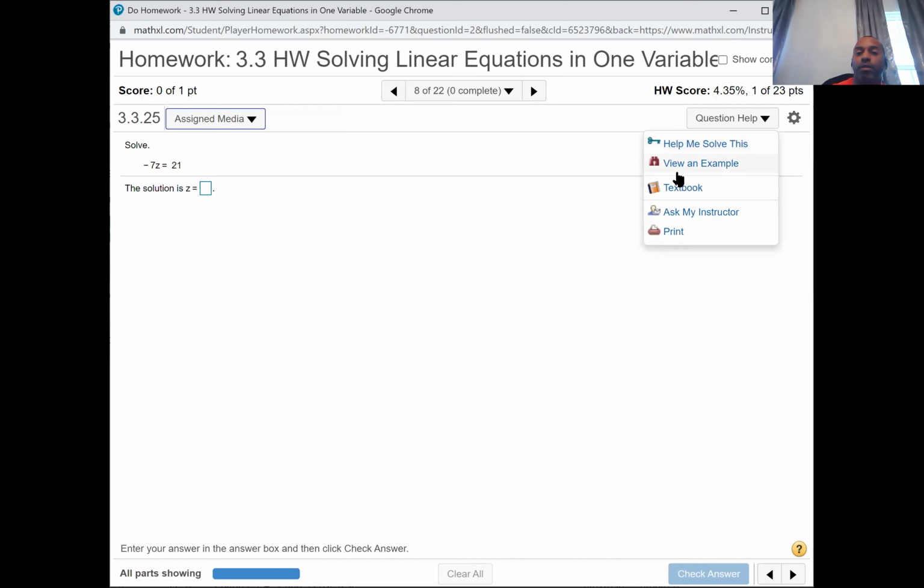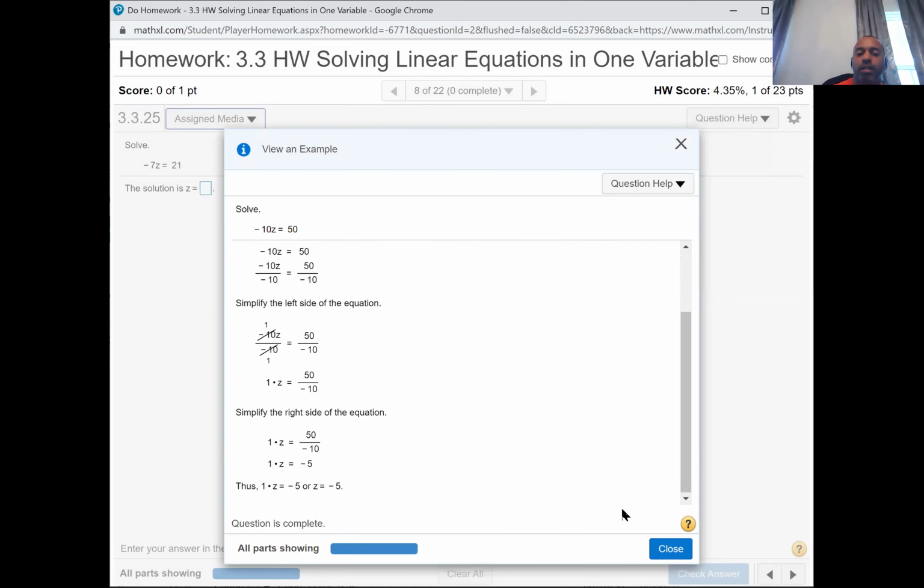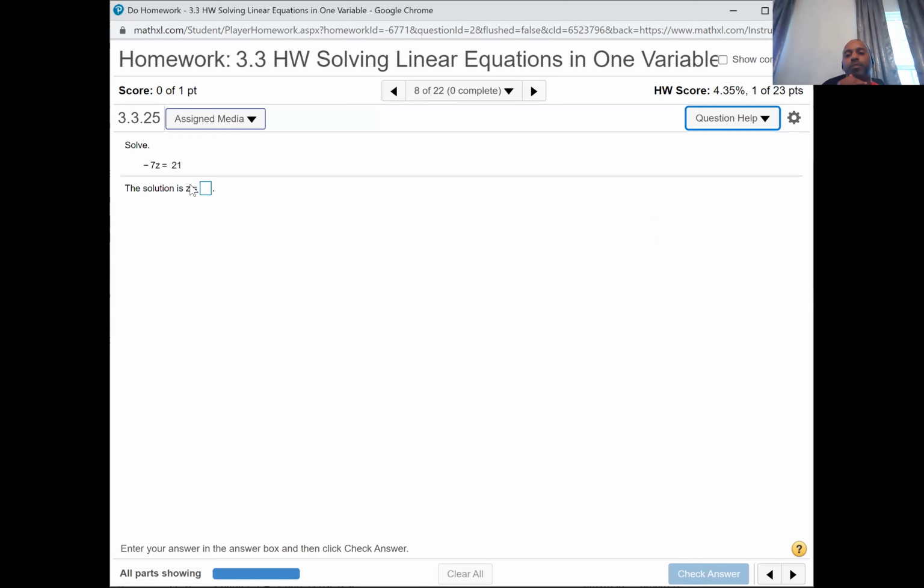Most people like to click on view an example, in which it'll open up another window. The problem is very similar, using the same steps, unless you close that out, and then you can go ahead to this one. Textbook, you click on that, it'll send you to where they talk about this type of problem in the textbook. You can shoot me an email or you can print it out. So all of your problems will have these types of help buttons.